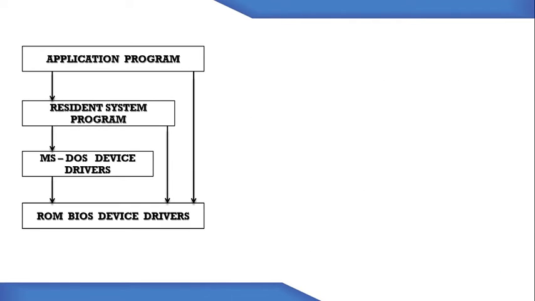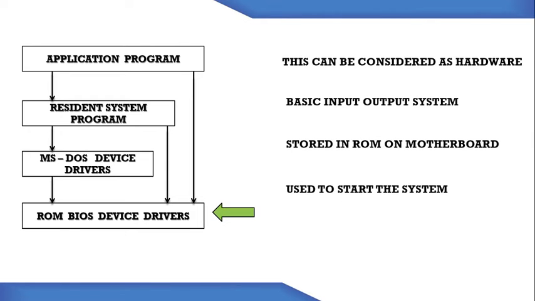The last one is ROM BIOS device drivers. This layer can be considered as the hardware. The BIOS stands for Basic Input Output System. The drivers required for BIOS are stored in ROM, which is read-only memory on the motherboard. These are the basic drivers used to start a system. These are the layers of simple structure.